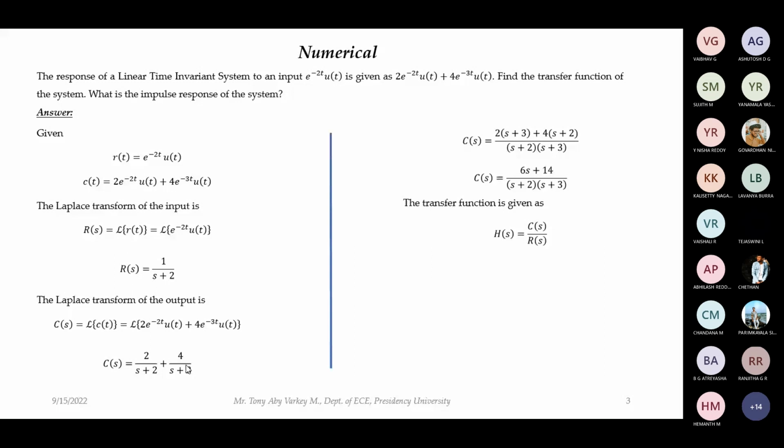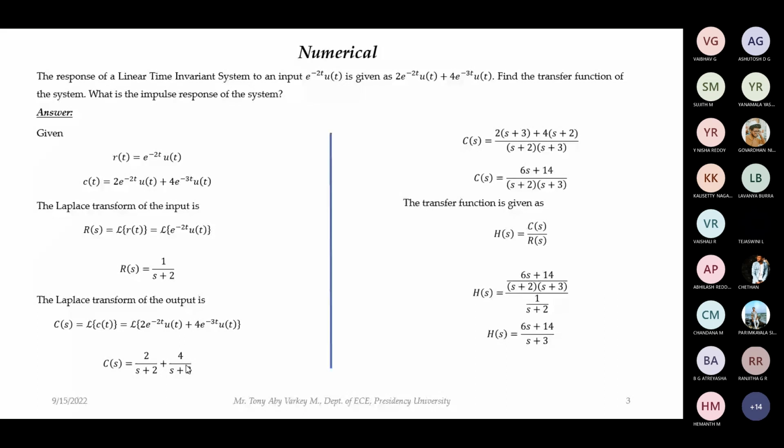Six s plus 14 divided by s plus 3. Correct. You will get it like this: 6s plus 14 divided by s plus 2 into s plus 3. s plus 2 and s plus 2 will get cancelled. Finally, you will be getting H of s is equal to 6s plus 14 divided by s plus 3. Okay, so we got the transfer function.